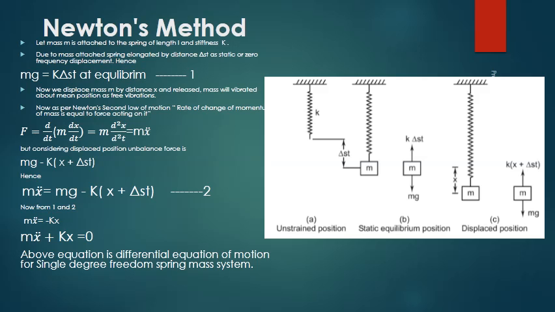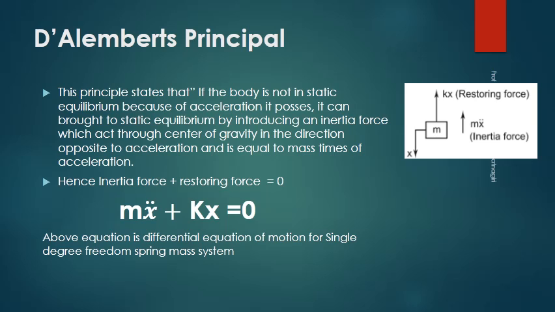Now we go for D'Alembert's principle. According to this principle, if the body is not in static equilibrium because of the acceleration it possesses, it can be brought to static equilibrium by introducing an inertia force which acts through the center of gravity in the direction opposite to the acceleration and is equal to the mass times the acceleration. So we can write it as m x double dot plus kx is equal to 0. This is the differential equation of motion for a single degree freedom spring mass system, not a damper system.